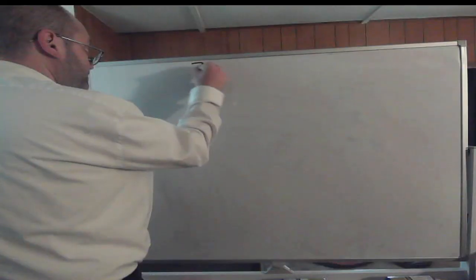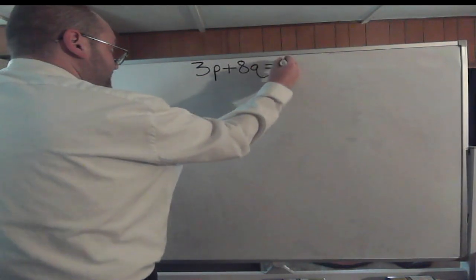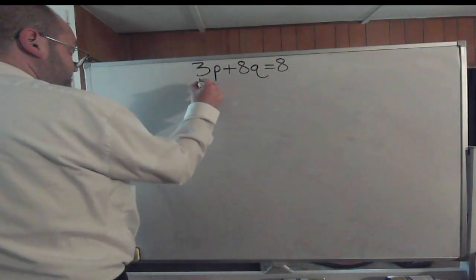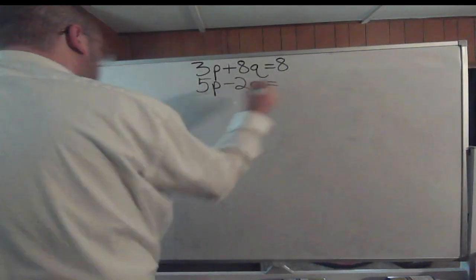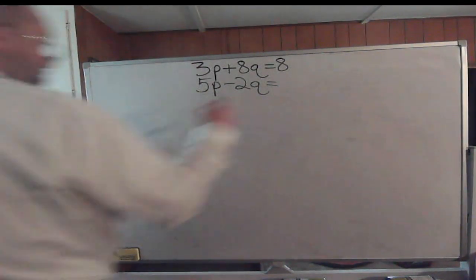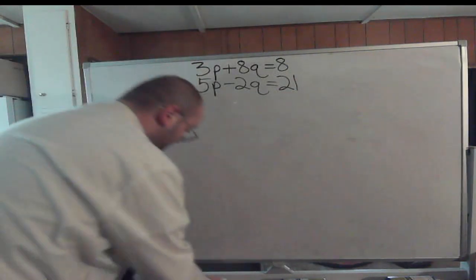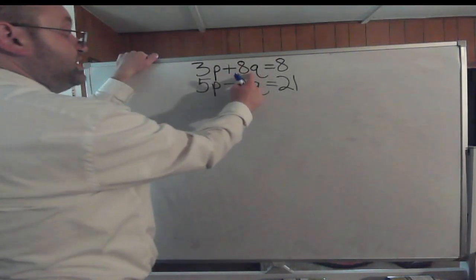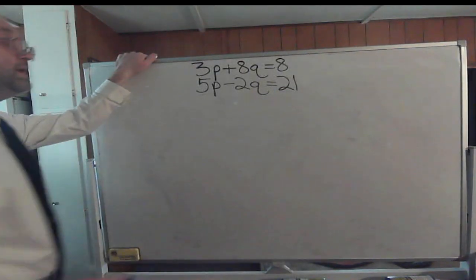3p plus 8q equals 8. And then we got 5p minus 2q is equal to 21. Alright, so we have this system of equations, 3p plus 8q equals 8, and then 5p minus 2q equals 21.